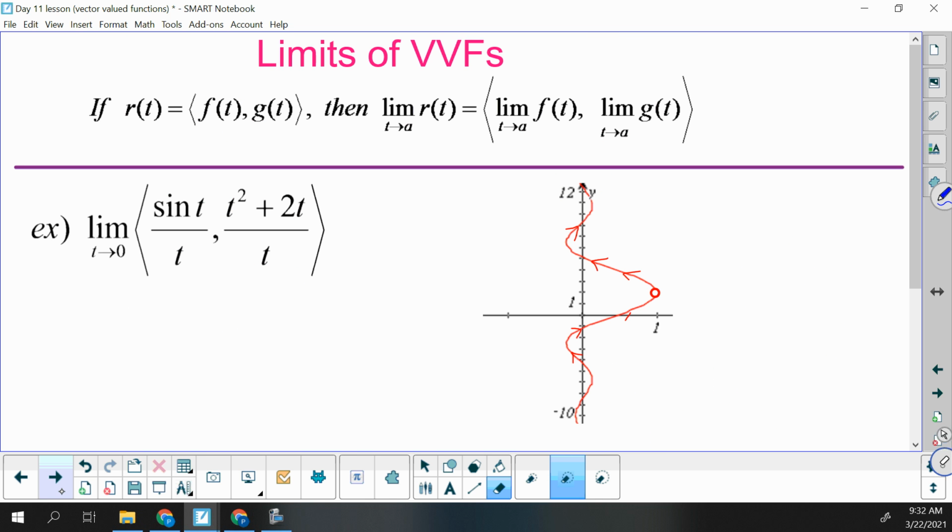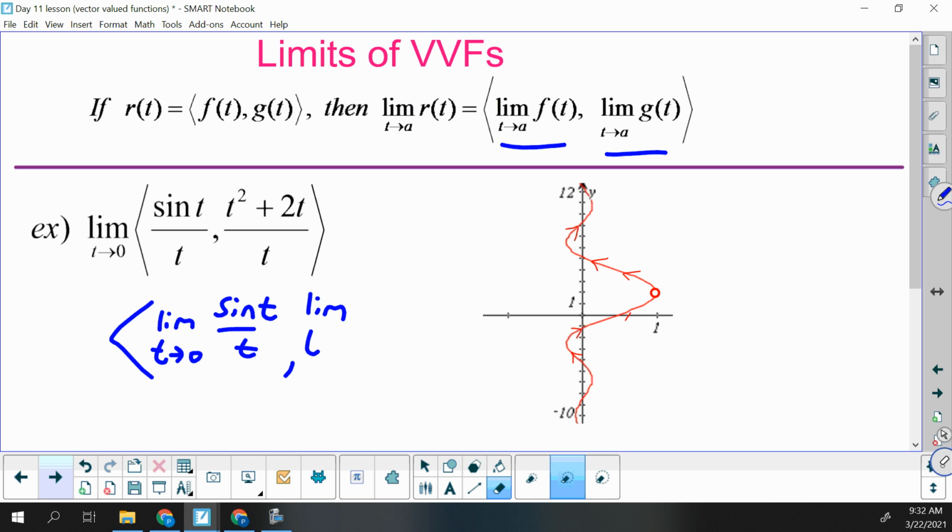So with vector valued functions, you can do limits. On the right there, we have a graph of this vector valued function. If you're doing the limit of the whole vector valued function, all you do is the limits of the individual parts. So this we would rewrite as the limit as t approaches 0 of sine t over t, comma, limit as t approaches 0 of t squared plus 2t over t.